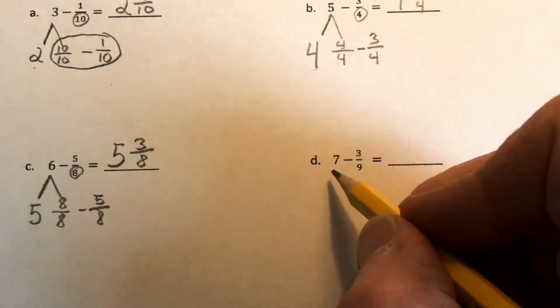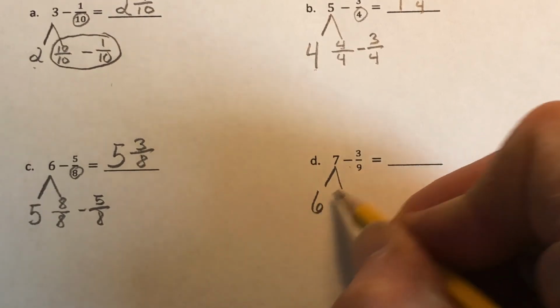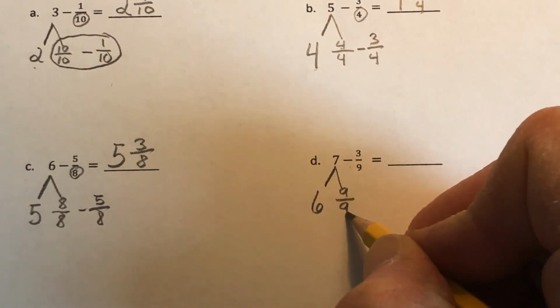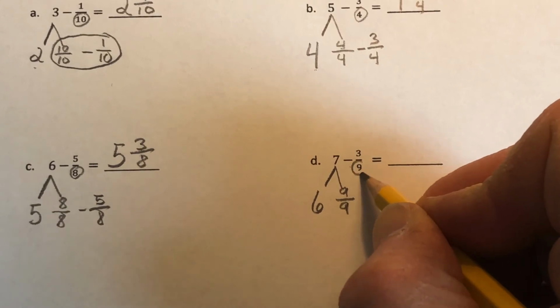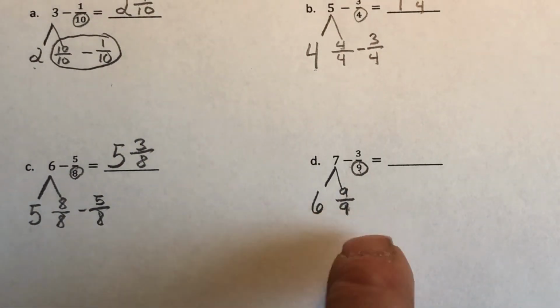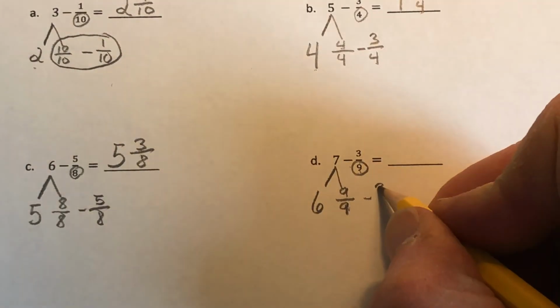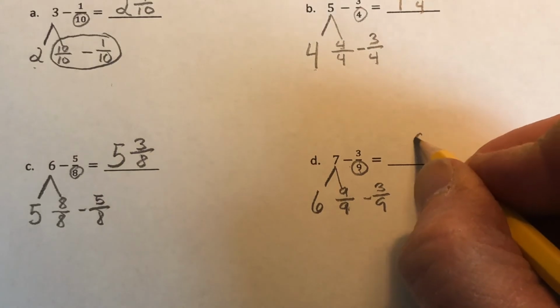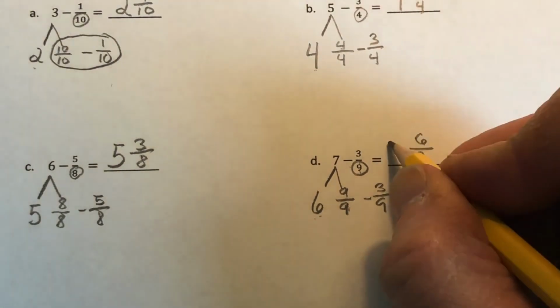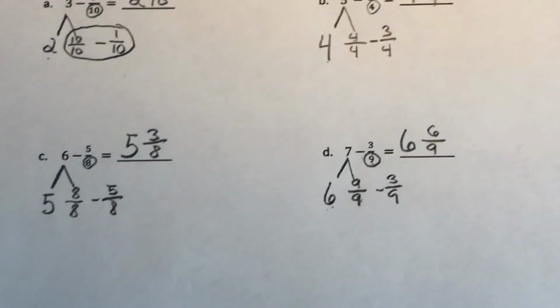There's a 7. 7 wholes minus 3/9. Okay, so I make this into a 6 9/9. And I'm doing 9/9 here because that's my unit, 9. And 9 of them would be the whole thing. So 6 9/9 is still 7. We've just broken it up a little bit differently. So I subtract my 3/9, end up with 6/9 here, and 6 wholes. So 6 6/9. Great.